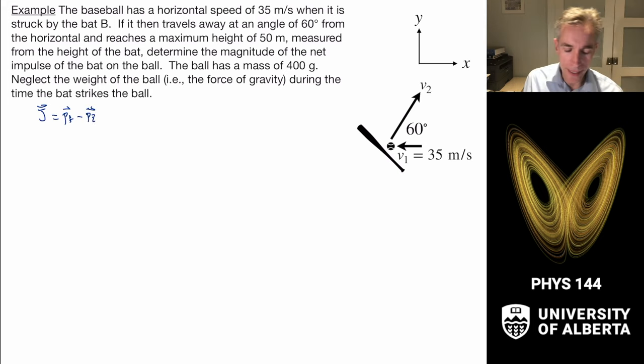The other thing in the problem is it says neglect the weight of the ball, i.e. the force of gravity, during the time that the bat strikes the ball. This is going to have a mass of 400 grams, so 0.4 kilograms times 10 meters per second squared. That's going to be like 4 newtons, and this is going to be a much, much larger force acting on it. So we just end up neglecting it. Again, this is the impulse approximation.